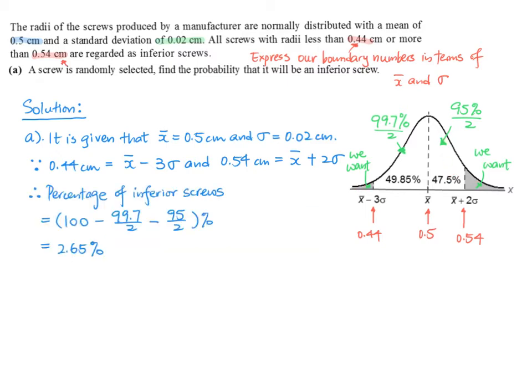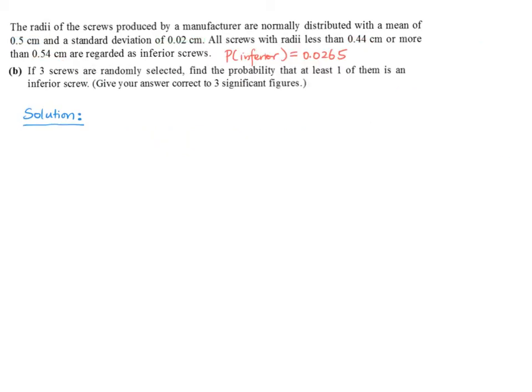The sum of this portion and this portion, these infinite tails, is 100 minus this part and minus this part, which is 2.65%. And so the required probability is 0.0265. Part B. So this time we're not picking one screw, but we're picking 3 screws instead. So what's the probability that at least one of these screws is a bad one?